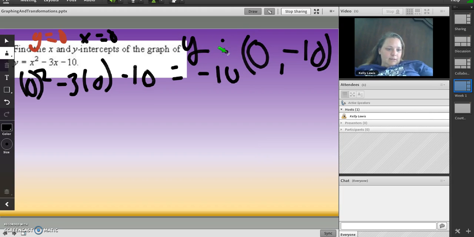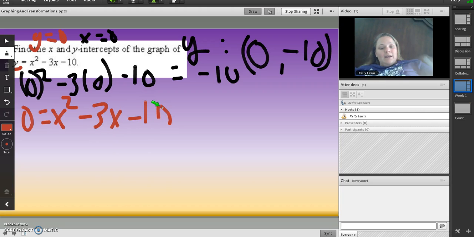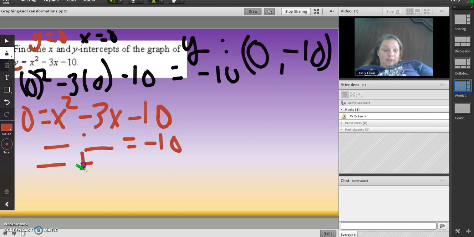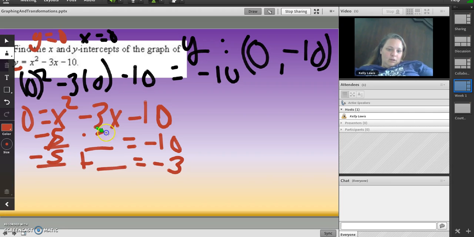And now I need to do x-intercept. So y is right there. So I'm going to write 0 equals x squared minus 3x minus 10. The x and x squared are on the same side, so I need to factor it. Let's try negative 5 and 2. Negative 5 times 2 is negative 10. Negative 5 plus 2 is negative 3. Okay. So I get x minus 5, x plus 2.